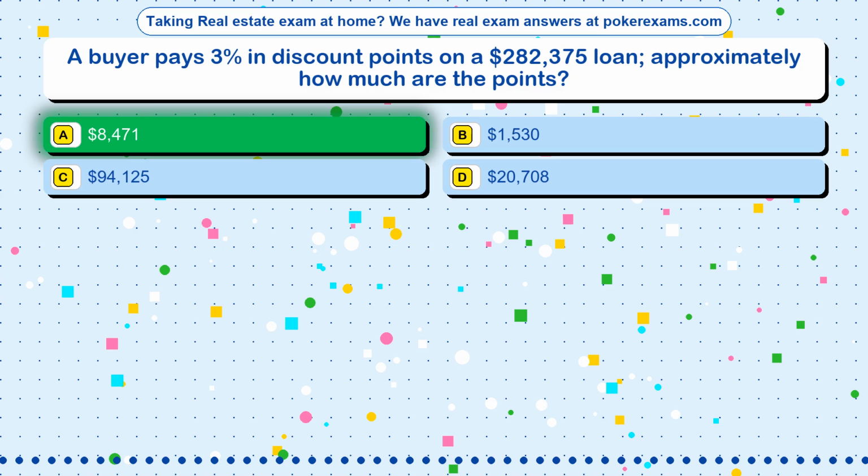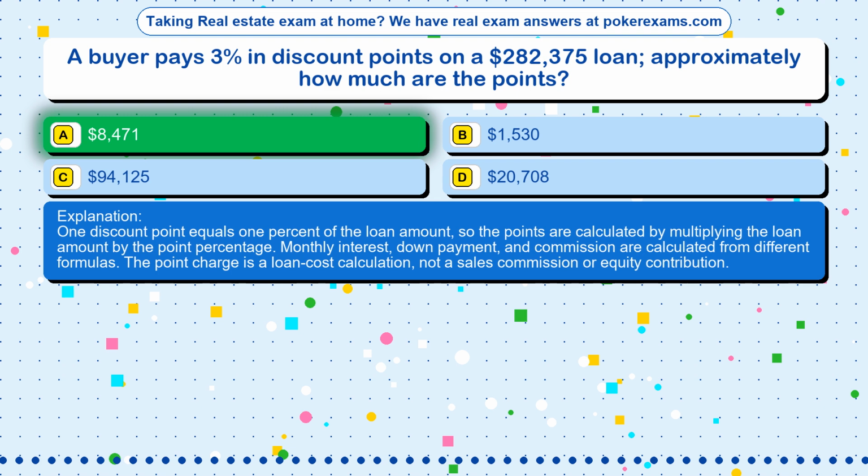The correct answer is option A. $8,471. One discount point equals 1% of the loan amount, so the points are calculated by multiplying the loan amount by the point percentage. Monthly interest, down payment, and commission are calculated from different formulas. The point charge is a loan cost calculation, not a sales commission or equity contribution.